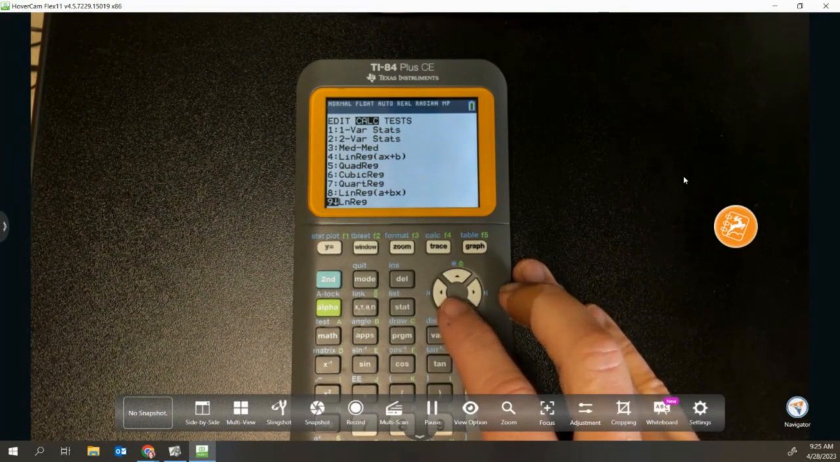That's a log. That's natural log. Okay, so that's the one we're going to use when we do logarithmic regression. Then we have EXP. What would that be? That's exponential. Okay. We have power.